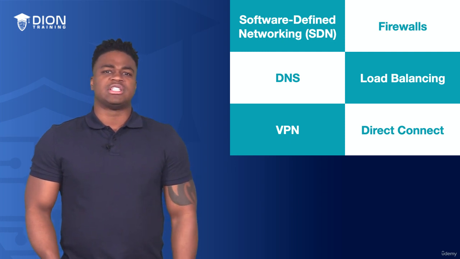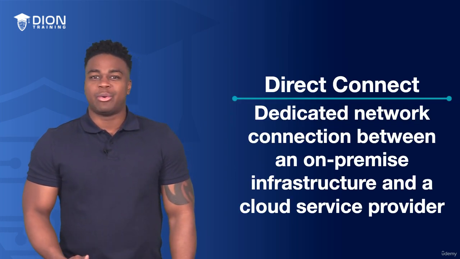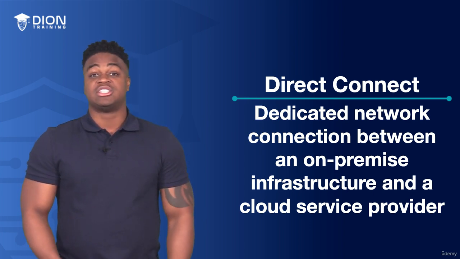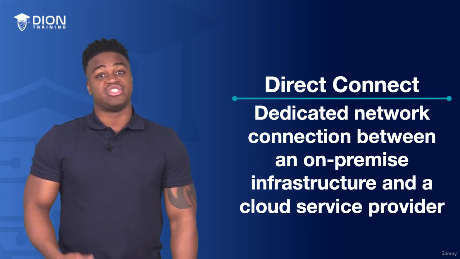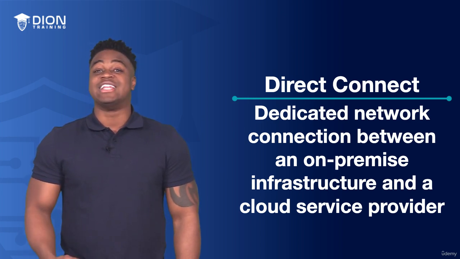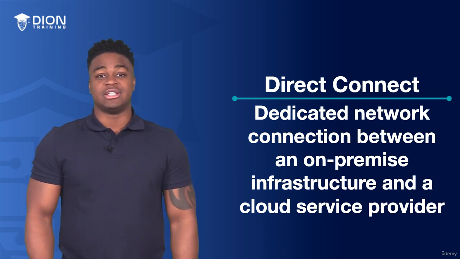Then, we will discuss a technology called Direct Connect. Direct Connect is a dedicated network connection between an organization's on-premise infrastructure and a cloud service provider, such as AWS, Azure, or GCP. Direct Connect allows organizations to bypass the public internet and establish a private, secure connection to the cloud, which can improve performance and reduce latency.